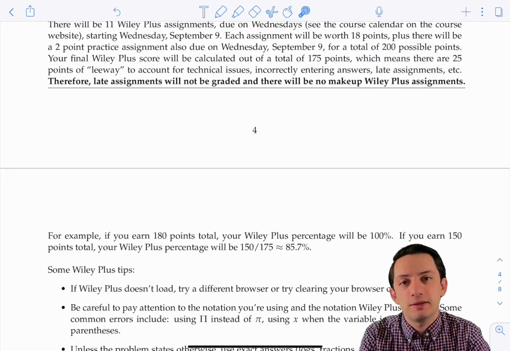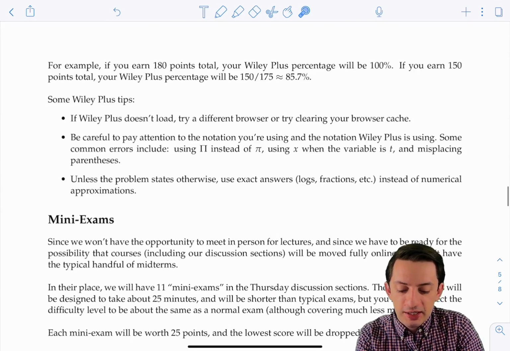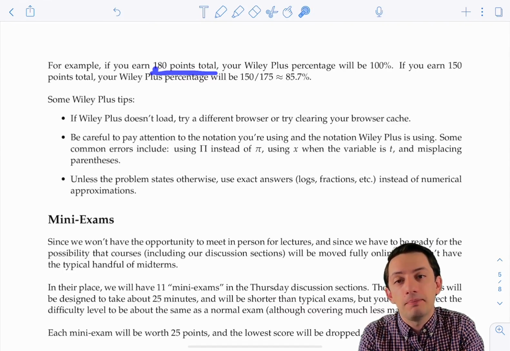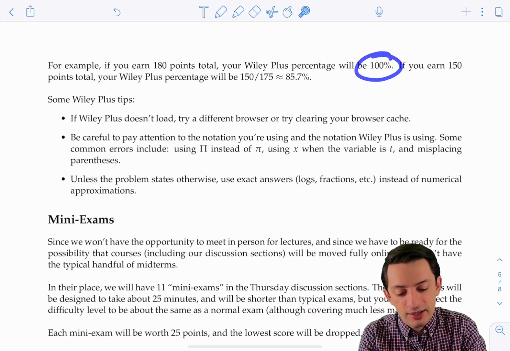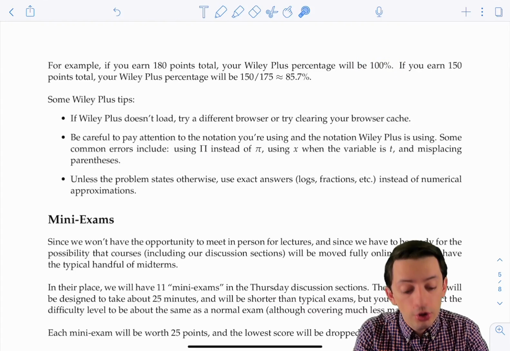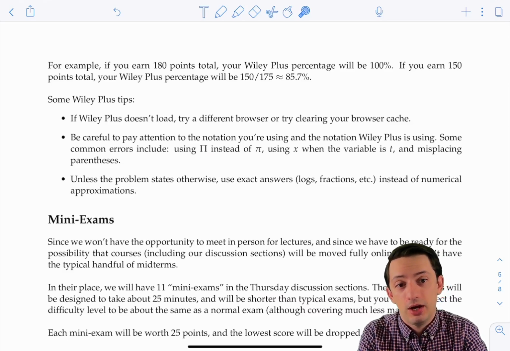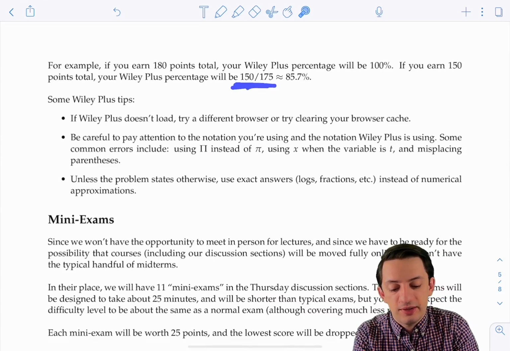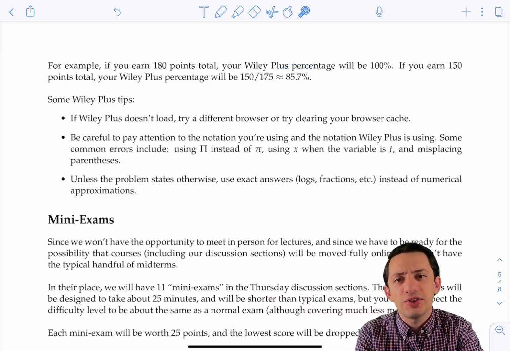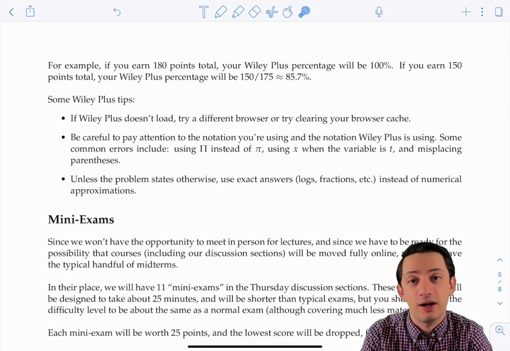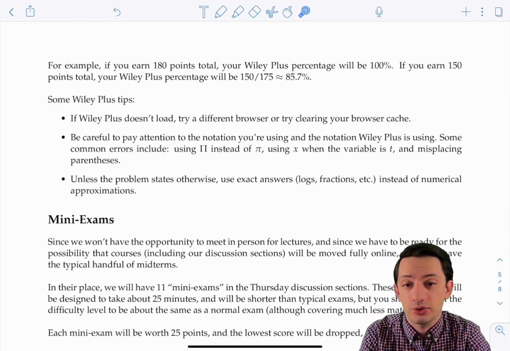So what this means, having a total of 200, but only counting it out of 175, is, for example, if at the end of the semester you earned 180 out of those 200, that counts as 100%. There's not going to be a bonus. It's not like you'll have 103% or anything, but you had more than 175, and so that's 100%. If you earned 150 out of the 200, that's not 75%. It's 150 out of 175, so an 85.7%. So you can think about this as automatic bonus points or an automatic curve to give you that extra catch-up on Wiley Plus to deal with any technical issues.